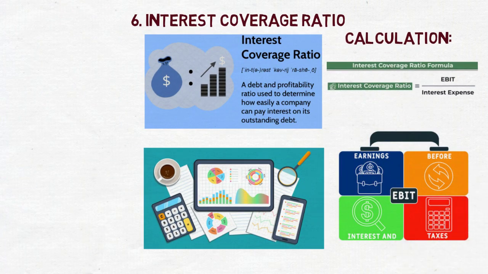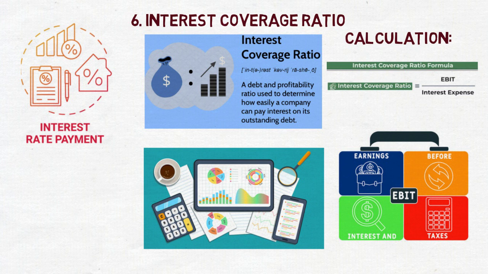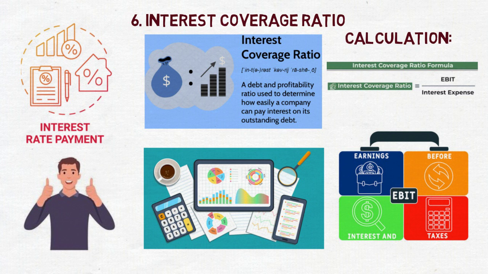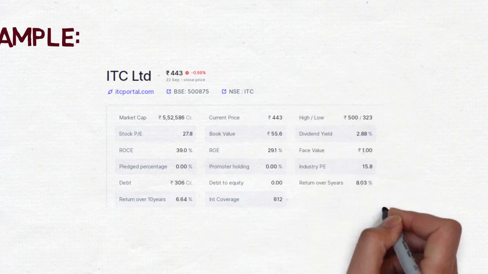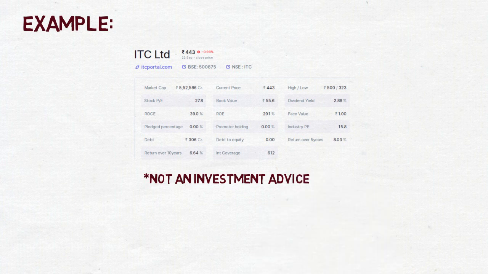A value above 1 indicates that a company's EBIT can cover its interest payments, whereas a value below 1 indicates that it cannot. A higher number is better because it reflects a greater ability to repay the debt. For example, here we can see that the interest coverage ratio of ITC is 612, which is extraordinary.